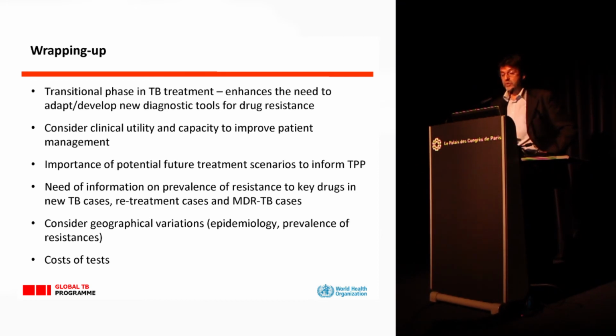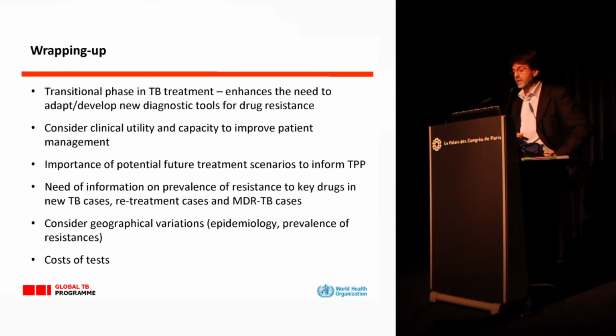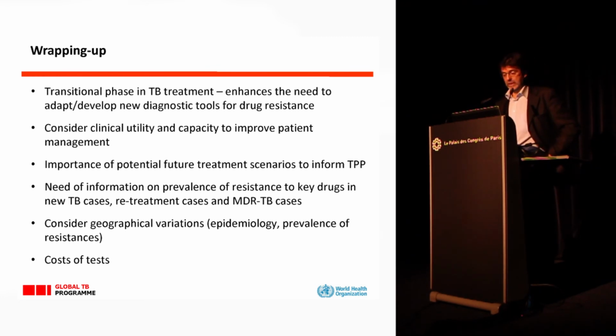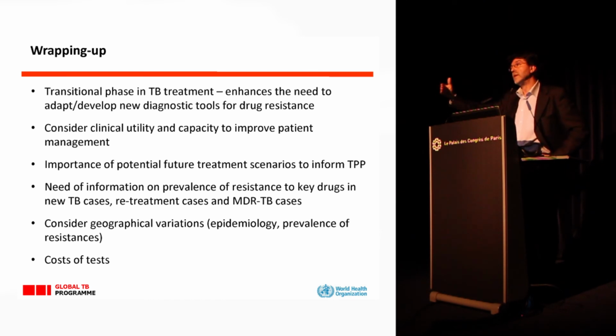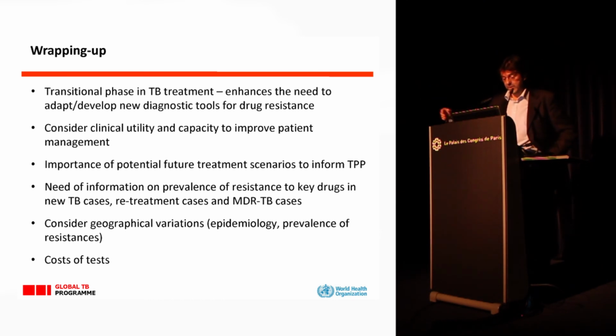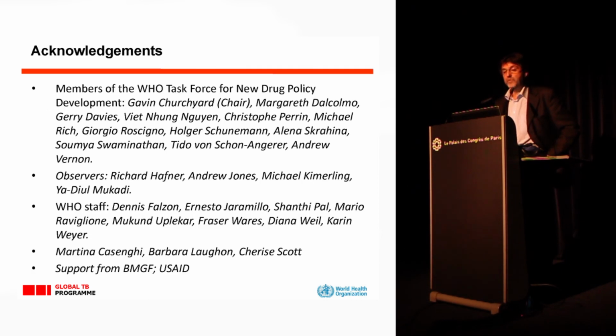For that, we need information on prevalence of resistance to key drugs in new TB cases, but also in retreatment cases and in MDR-TB cases. And that's the type of work that WHO is presently carrying out, expanding drug resistance surveillance to include rifampicin, but also fluoroquinolones. And we have, of course, to consider the geographical variations in terms of epidemiology and prevalence of resistance. And last but not least, the cost of the test, because it will be determinant of the placement of the test and access to the test by the patients.